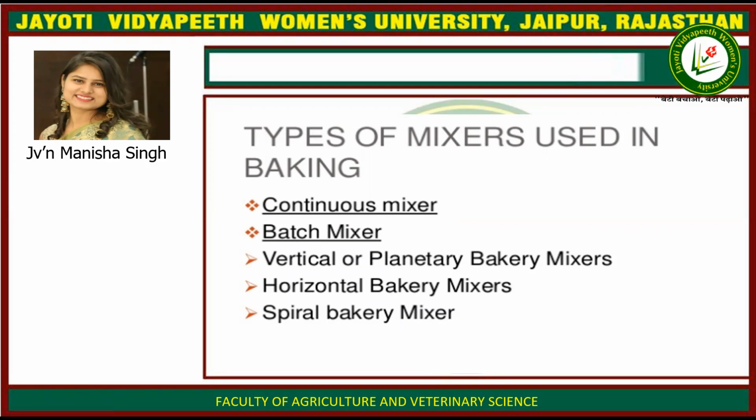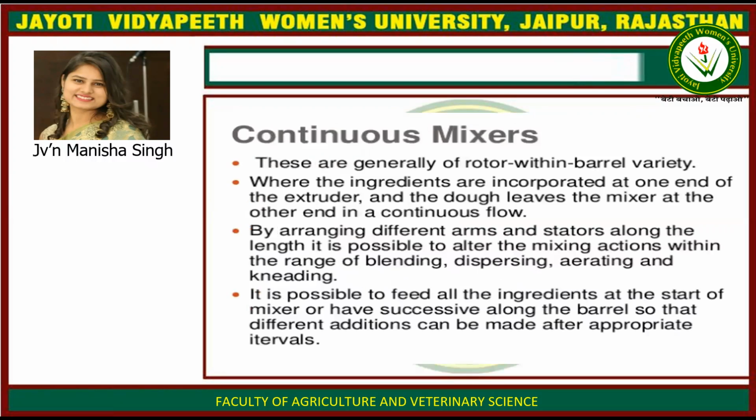Then types of mixers used in baking. There are two types of mixers. First is the continuous mixer, and second is the batch mixer. The batch mixer is further classified into three: vertical or planetary bakery mixers, horizontal bakery mixers, and spiral bakery mixers.